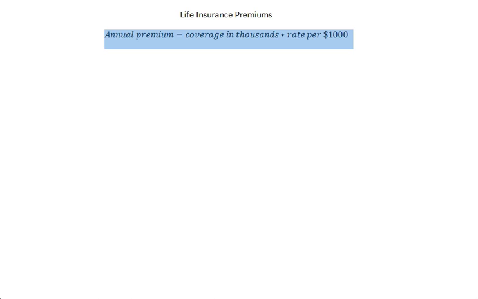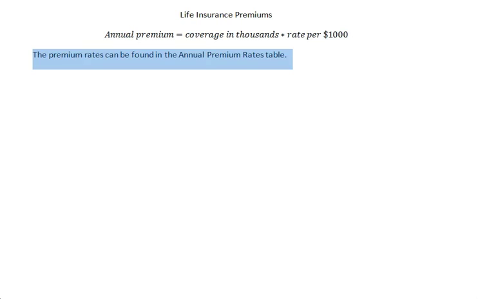So what is this coverage in thousands? Well, if you want $120,000 of coverage, the coverage in thousands would be 120. If you wanted $60,000 of coverage, your coverage in thousands would be 60. So basically, you're taking your number divided by 1,000. Now, the rate per $1,000 is going to come from the annual premium rates table in your textbook.